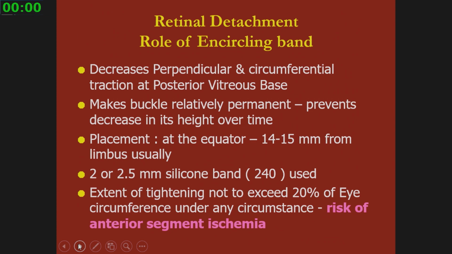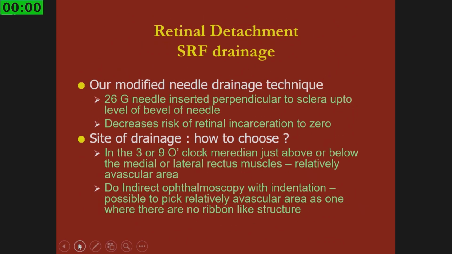Now, the encircling band will reduce your perpendicular and circumferential traction, and it also makes the buckle relatively permanent, and this is basically put at the equator. But the important thing is that the tightening of the encircling band should never be more than 20% of the circumference, and that will answer it if you ask any questions on that.